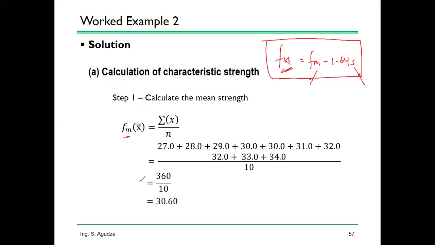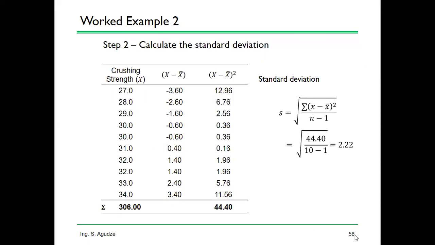So this will give us 30.60. Now, what else can we do? We need to calculate our standard deviation. So the next stage is standard deviation. And if you remember, this was the formula I gave in the previous slide. This is the formula for standard deviation, right?